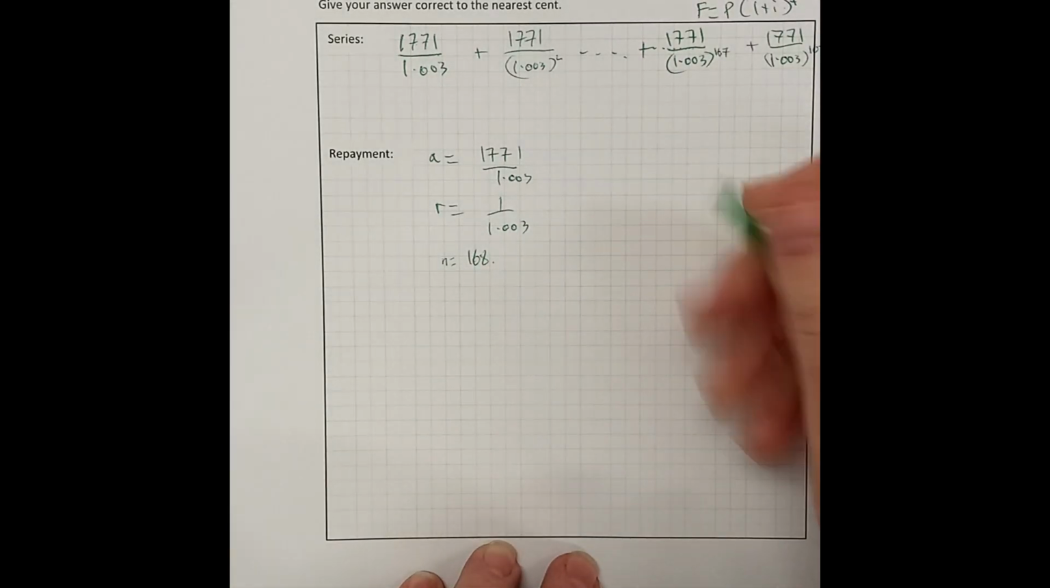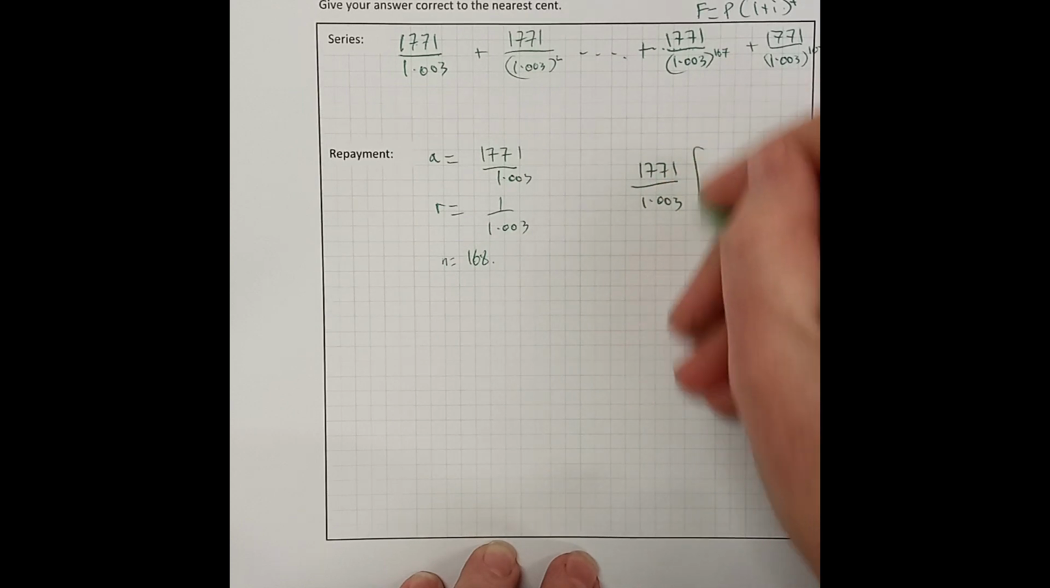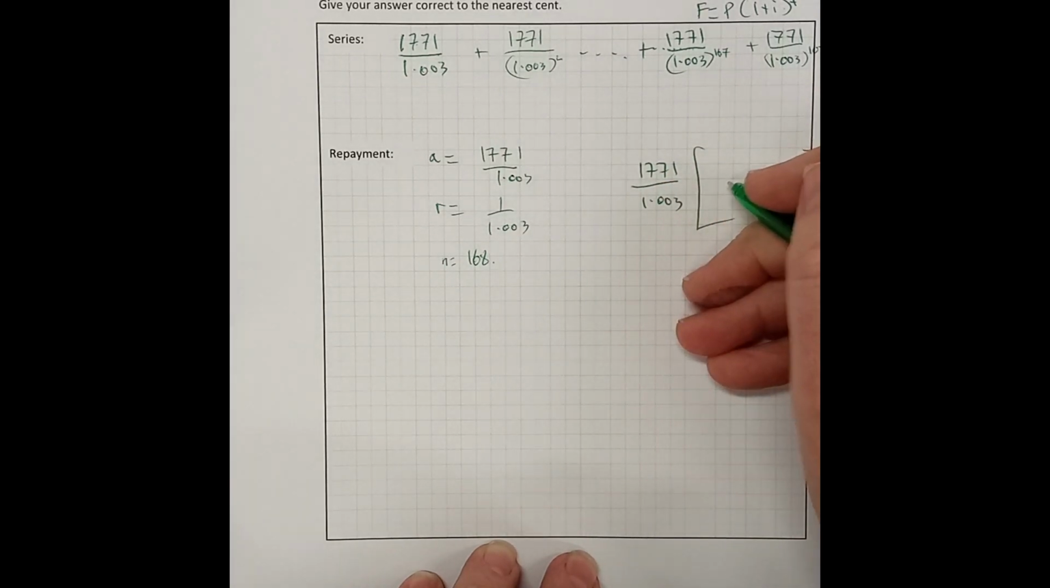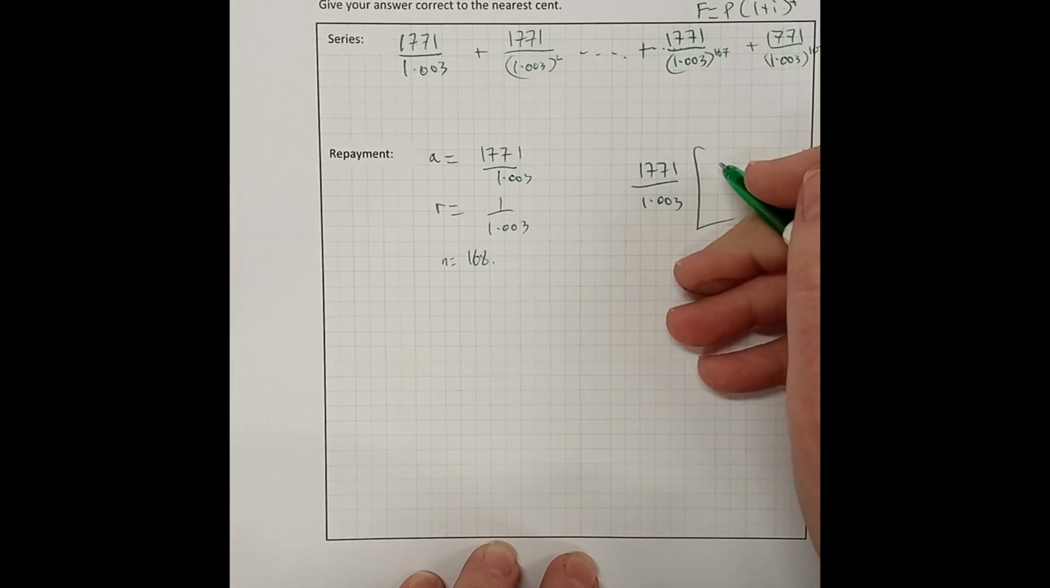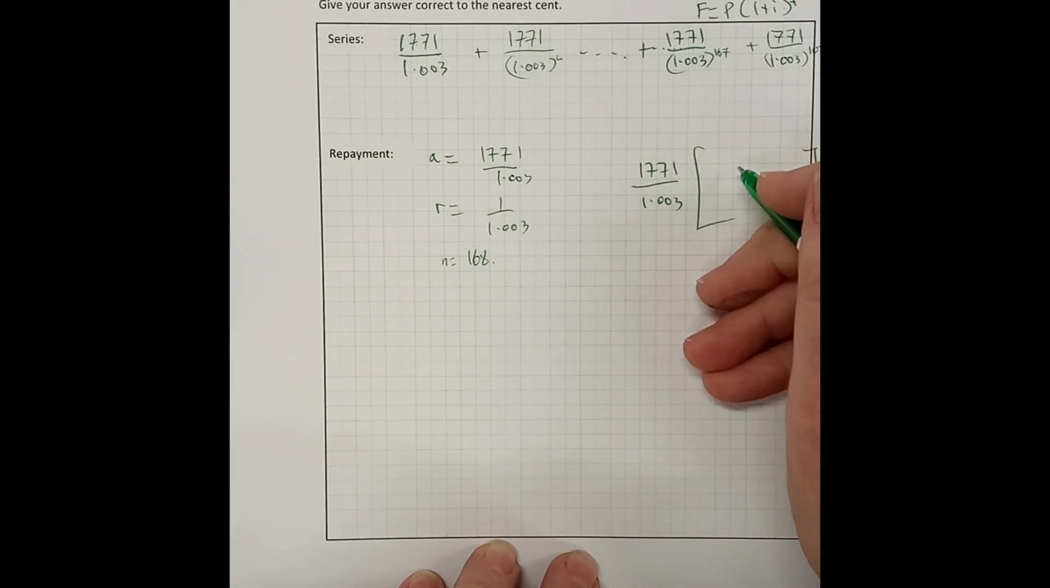So let's pop that all into our formula. 1771 over 1.003 multiplied by, so we've got a fraction in here. We've got, what is it, A bracket 1 minus R to the N, over 1 minus R.